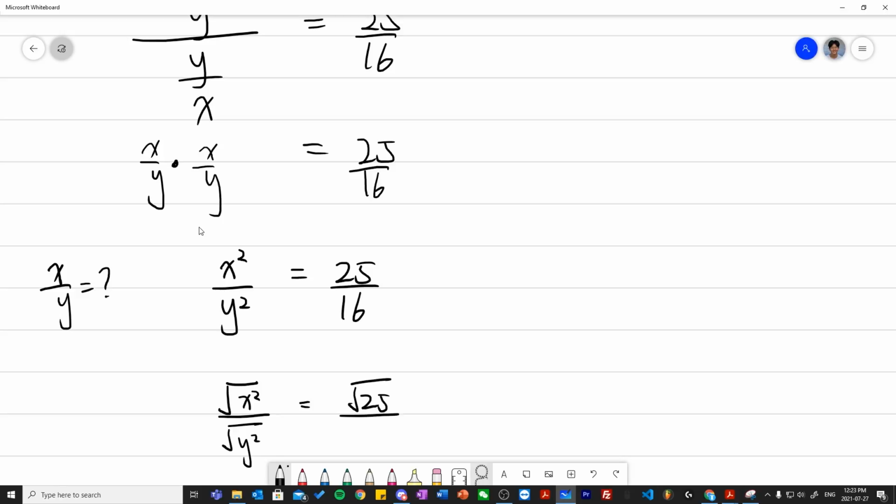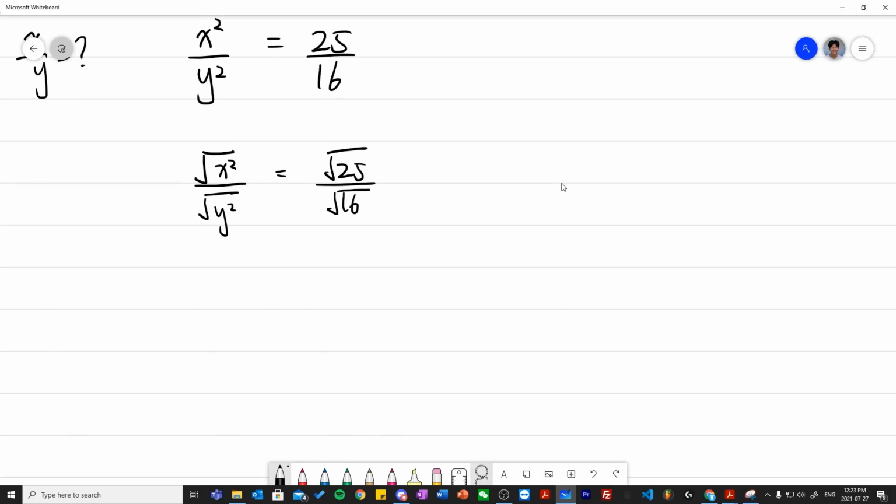So now we have x over y equaling the square root of 25, which is 5, and the square root of 16, which is 4. So the ratio of x to y is actually 5 to 4.